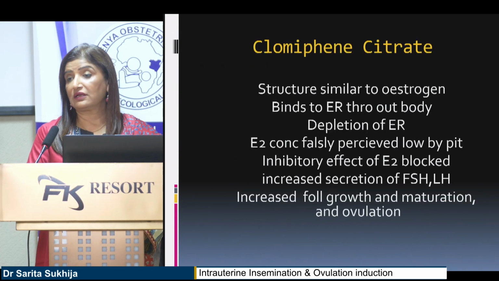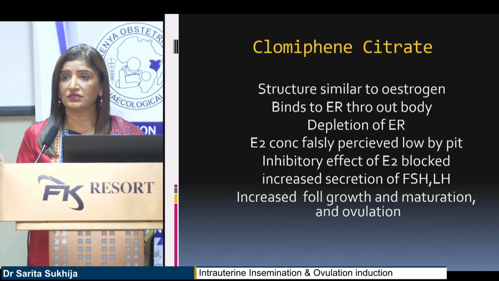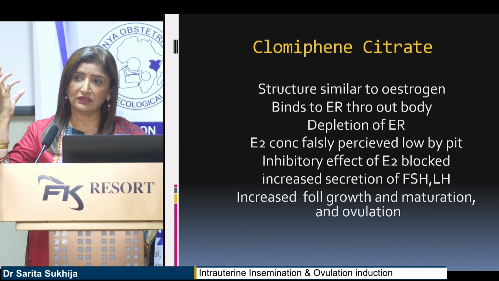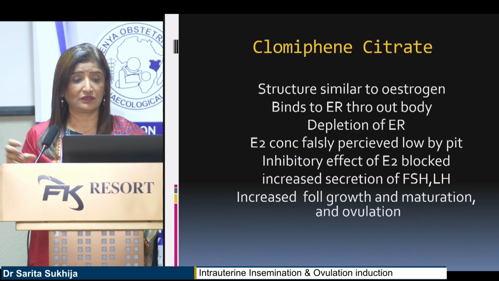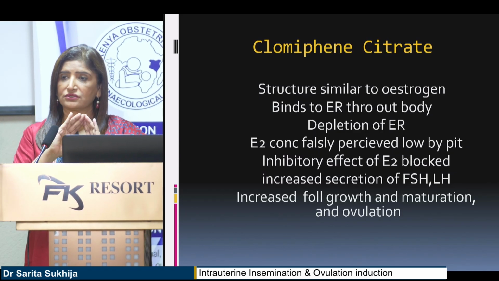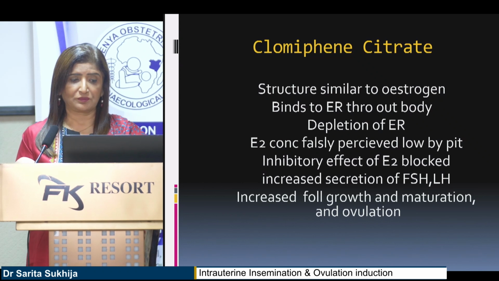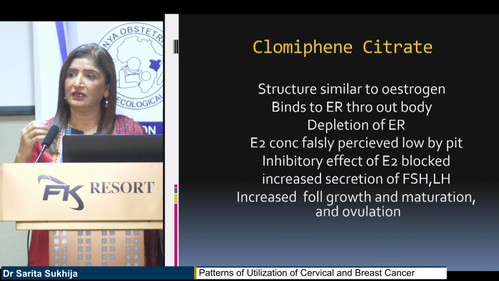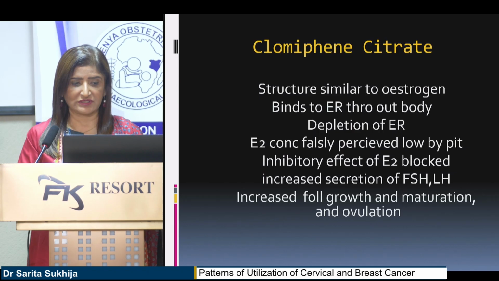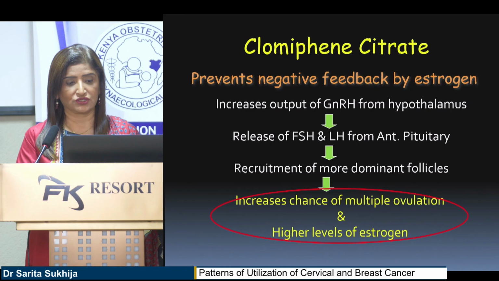Now looking at the clomiphene citrate mechanism of action, it has a structure similar to estrogen. So it binds to the estrogen receptors throughout the body. It's not only in the pituitary or the peripheral areas, but also the endometrium, cervix, etc. So it binds to all the estrogen receptors, and so there is depletion of the receptors, and the pituitary thinks that now the E2 levels are falling, and so it will start secreting more FSH, and that is why there is an increased follicular growth, maturation and ovulation.